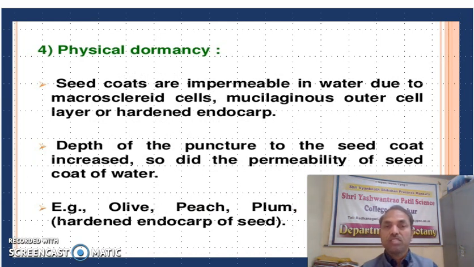Physical dormancy means the seed coats are impermeable to water due to macrosclereid cells, a mucilaginous outer cell layer, or a hardened endocarp. As the depth of the puncture to the seed coat increases, so does the permeability of the seed coat to water. Examples: olive, peach, plum, cherry, etc.